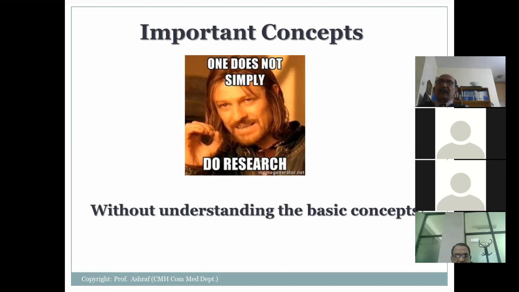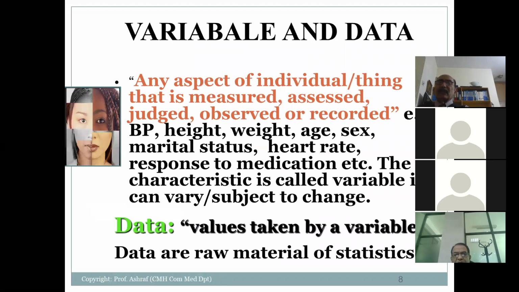So one does not simply do research without understanding the basic concept of statistics. Not possible. Now, what is a variable? A variable is any aspect, any characteristic of an individual or thing that is measured, assessed, judged, observed, or recorded. Variables in your studies may be blood pressure, height, weight, age, gender, marital status, heart rate, response to medication, etc.